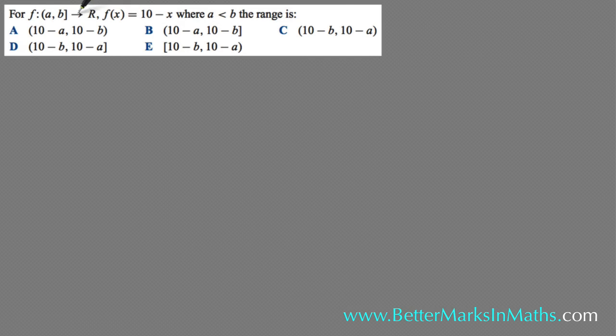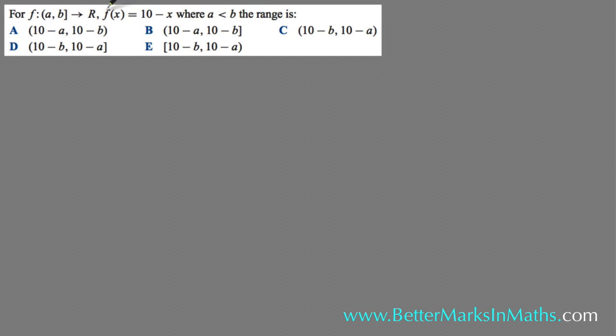In this question, f: the interval (a, b] mapped onto R, where f of x is equal to 10 minus x, and a is less than b, the range is. So you have to find the range of this function, given that a is less than b and the interval from a non-inclusive to b inclusive is the domain.